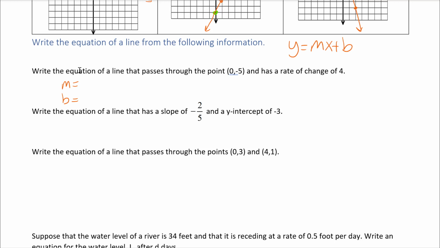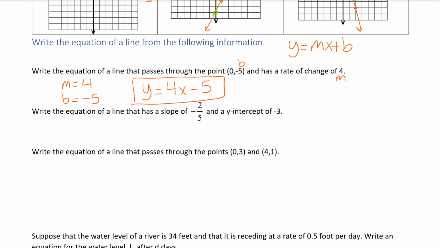Write the equation of a line that passes through the point 0, -5 and has a rate of change of 4. Okay, 0, -5, that's a y-intercept. That means that -5 is the b. Well, rate of change is another word for slope, m. So now that I have the m and the b, I can write my equation. y equals 4x minus 5.